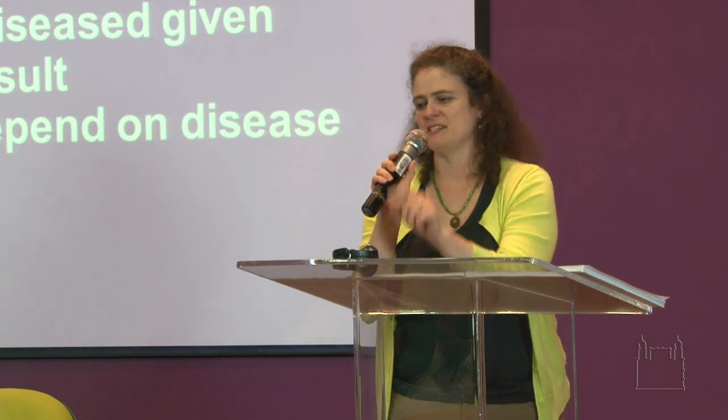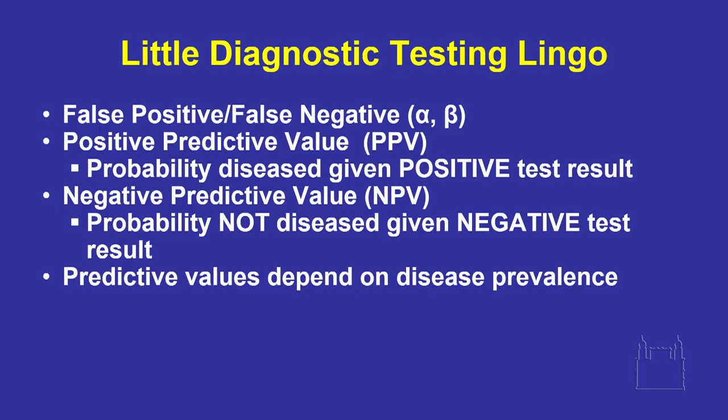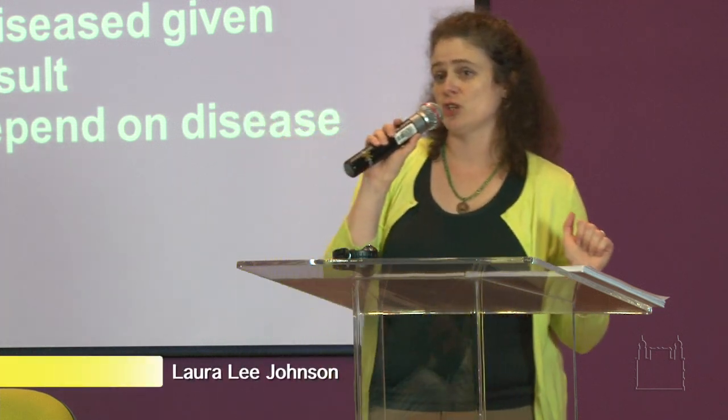Negative predictive value. That's the probability I'm not diseased given the negative test result. So when I look at the pregnancy test and it says not pregnant, what's the probability I'm not pregnant? This is what you have to think about. If I give you an HIV test and I tell you you do not have HIV, what's the probability that test was right? This is what we're going to talk about.